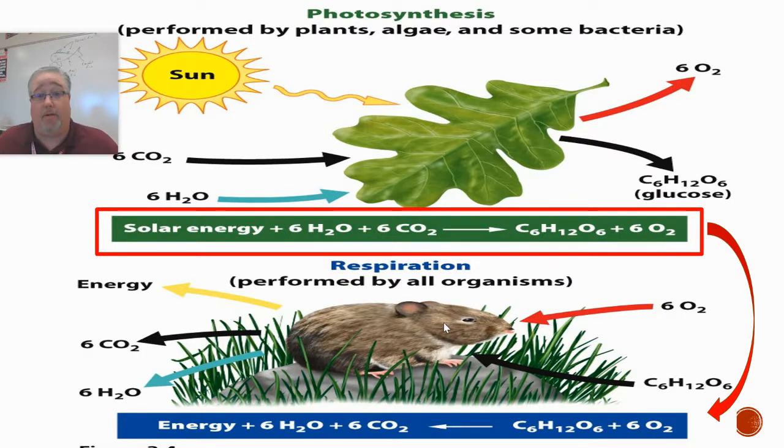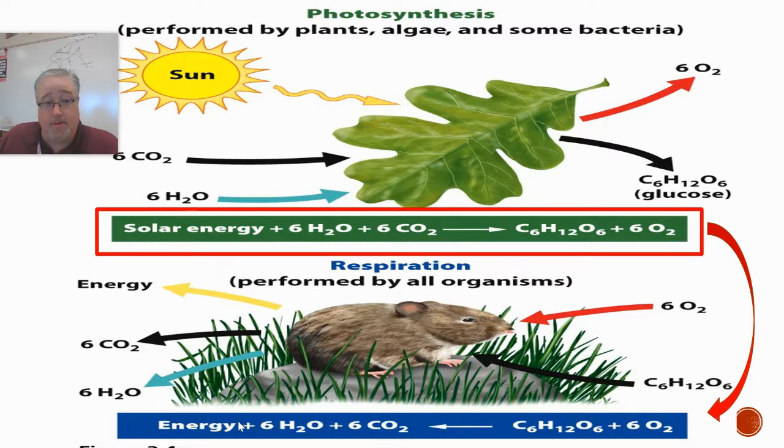So think about an animal, like this mouse or even yourself. What are two things that are super important to you, right? You need oxygen and you need food, right? You need energy. We get that from glucose. So these two things we have to consume, hence we're heterotrophs. We can't make them on our own.